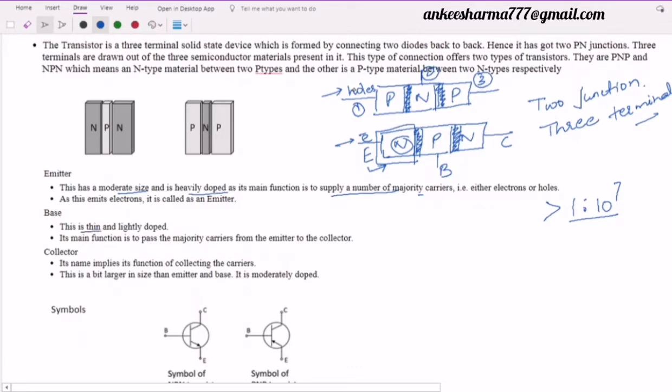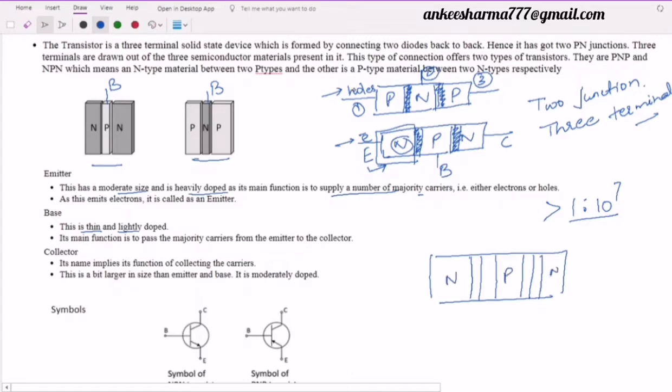This is thin and lightly doped. Why are we making it thin and lightly doped? Although in my diagram you can see its width is comparable to that of the emitter, look at the actual diagrams. In this you can see that the base, which is the sandwiched part, is very small. What is the reason behind it? I will give you just a brief idea. If I take the case of NPN, this is N, this is P, and this is N. This is my depletion region.